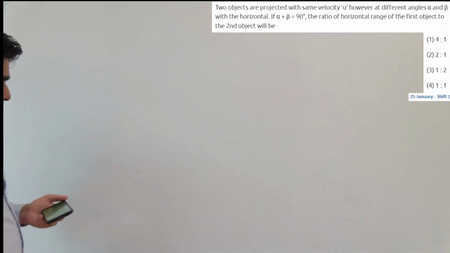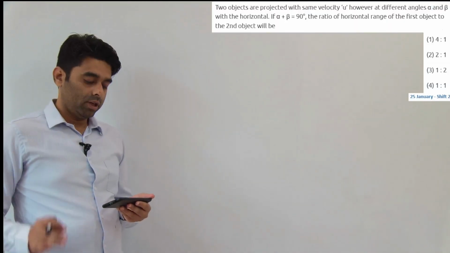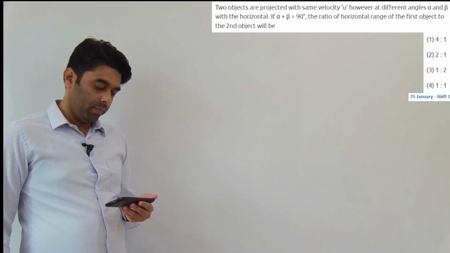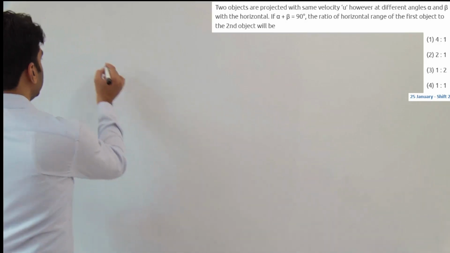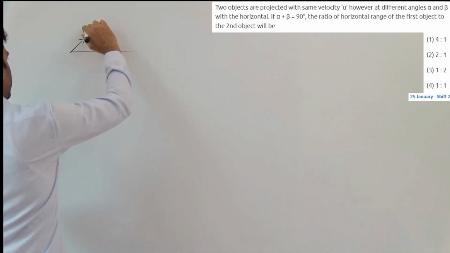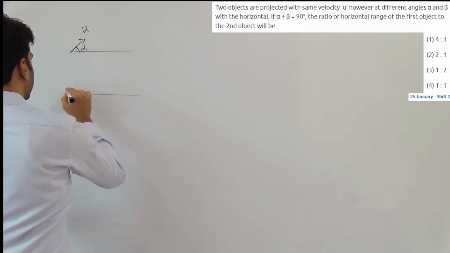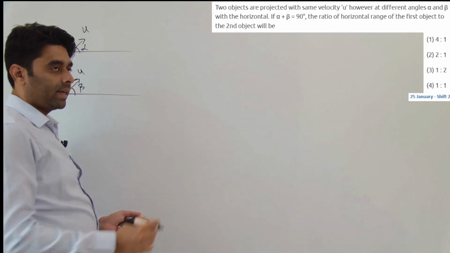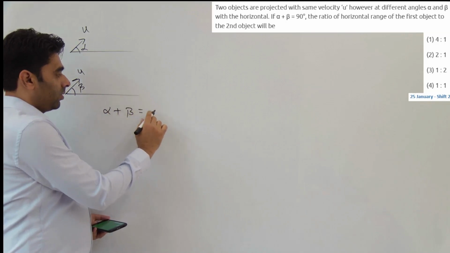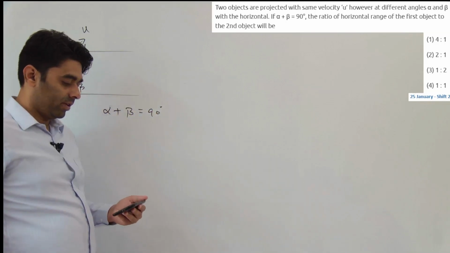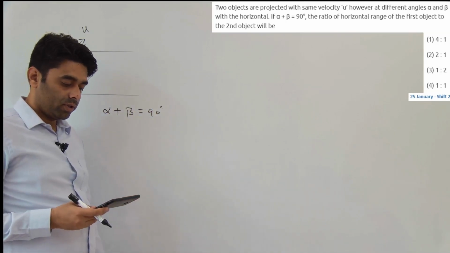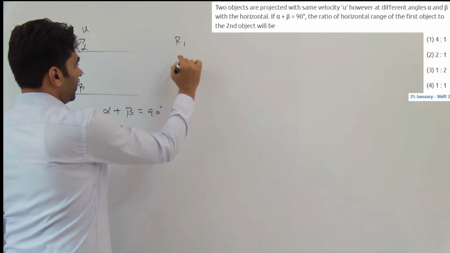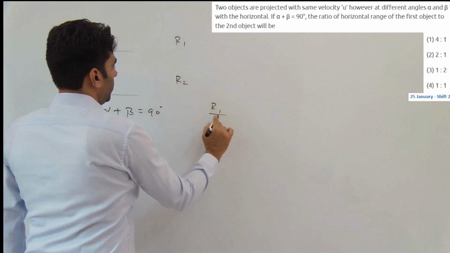Two objects are projected with the same velocity u, however at different angles alpha and beta with the horizontal. If alpha plus beta is 90 degrees. So the situation is two objects, speed u, angle alpha, and speed u, angle beta. It is given that alpha plus beta is 90 degrees, that means alpha and beta are complementary angles. The ratio of the horizontal range of the first object to the second object, they are asking. If I say R1 and R2, they are asking R1 by R2.